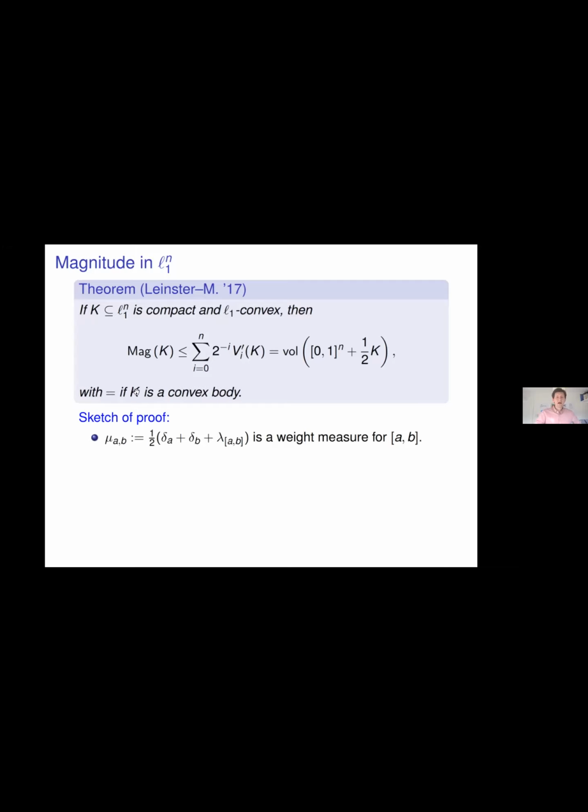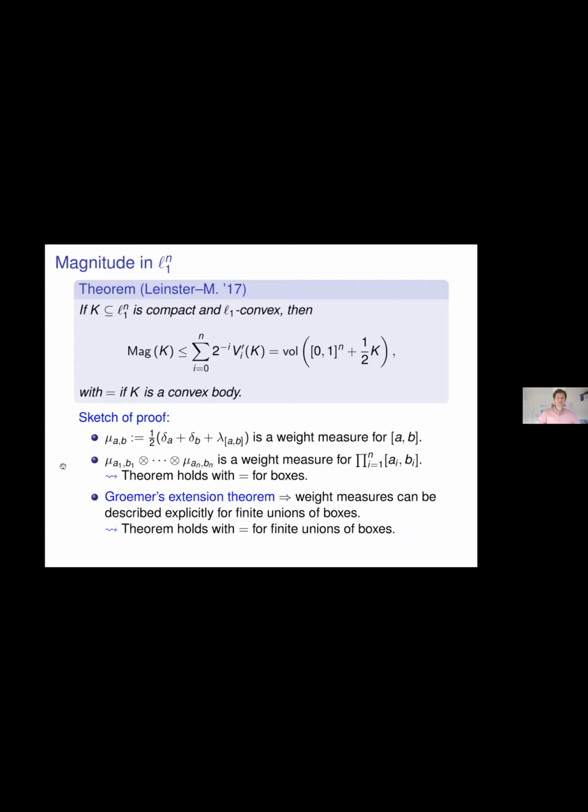The first is, as I mentioned already, we can easily say what a weight measure is for an interval. And here's one of the crucial places that the L1 norm is important. The L1 norm plays very nicely with the idea of weight measures because you're just looking at an exponent of a sum. And so we end up being able to just take products of weight measures in order to get a weight measure for a product. And that leads to this theorem being true with equality for boxes like this, parallelepipeds.